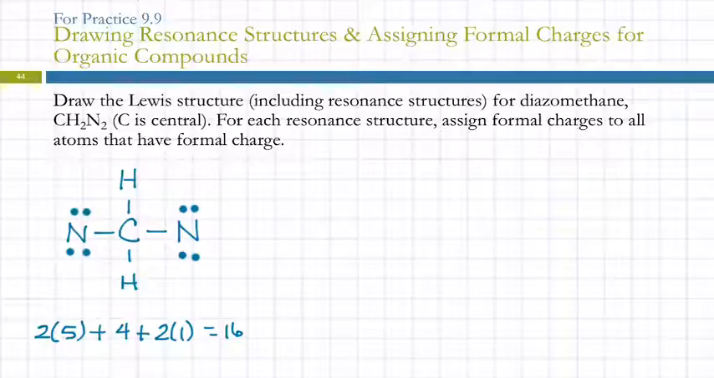But can I do that? No. Carbon's got 8 valence electrons. It can't go to 10 or 12 valence electrons, so I can't take this lone pair and share it, and carbon doesn't have any lone pairs to share.